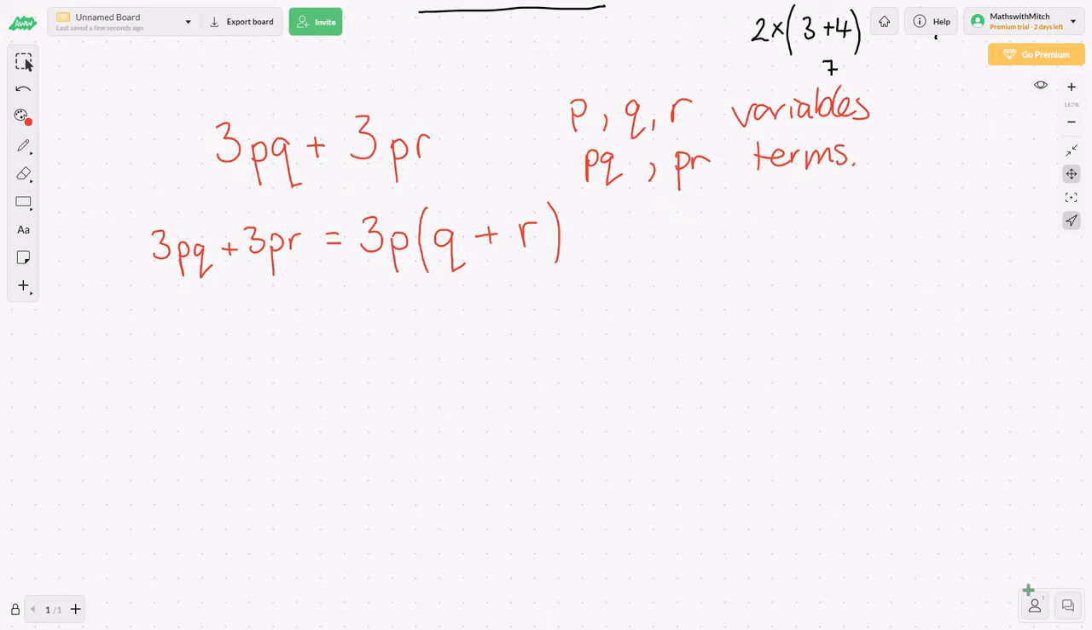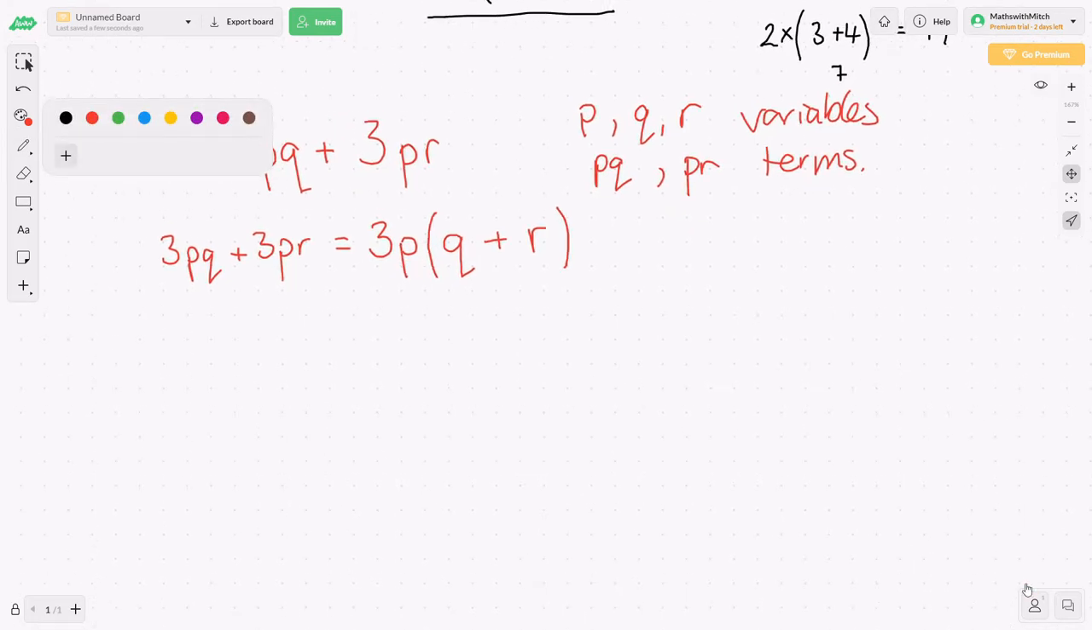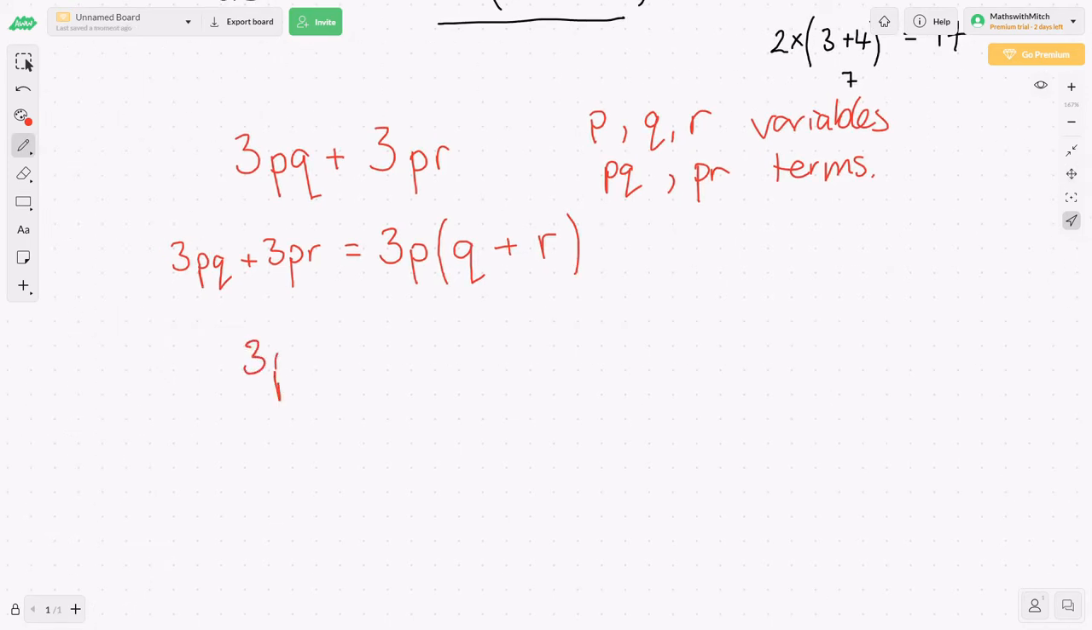And lastly, I want to do a very similar one here. If we do 3PQ minus 3PR, let's look at just how that will change. The variables are still the same, PQR. PQ and PR are still the same terms. But now our coefficients are positive 3 here and negative 3. So can we still take positive 3p out as a factor? Well, the answer is yes. But what difference will that make to us?